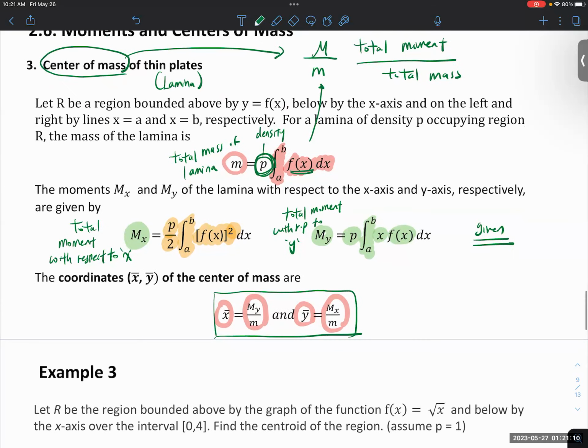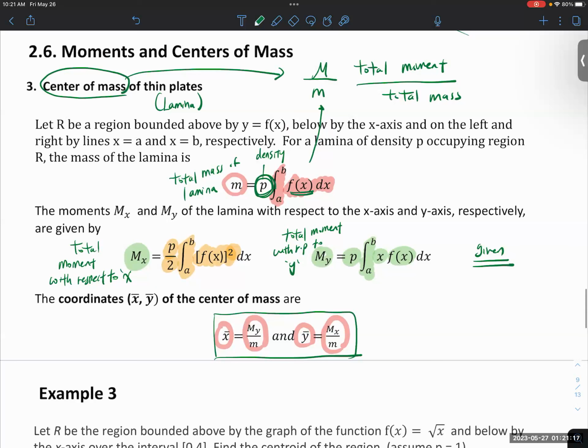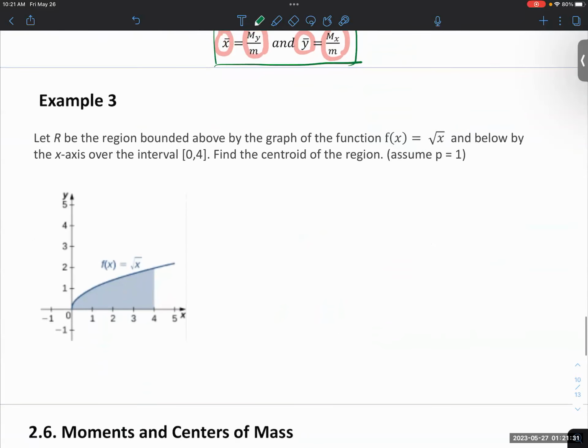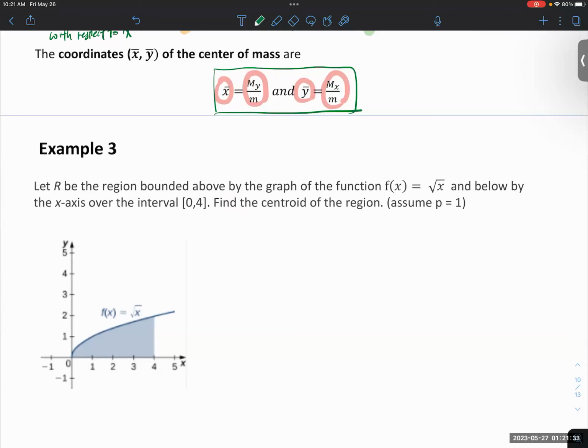Okay, so I'm going to use this information to solve the following question. You guys are going to organize all the formulas, right? We have been introducing many different formulas depending on the topic, and now this is another addition. So let me write all the formulas one more time for number 3. The total mass is P times density, A to B, f of x dx.